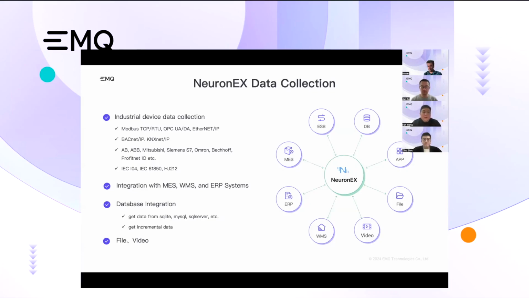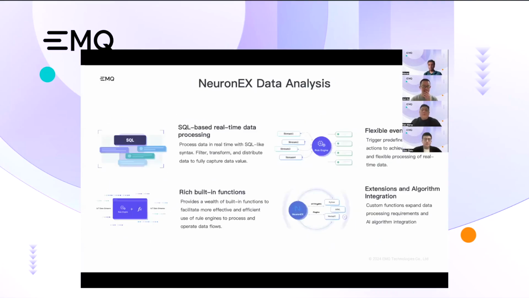And the last one is about files and videos. In NeuronEX, we can also connect to RTSP protocols as a data source. That means video can be collected by NeuronEX, and we can process the RTSP stream with some algorithm and turn it into images or formatted data. And we can package that into the MQTT protocol and transfer it to other systems.